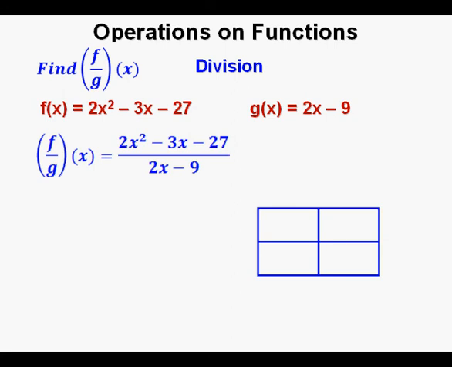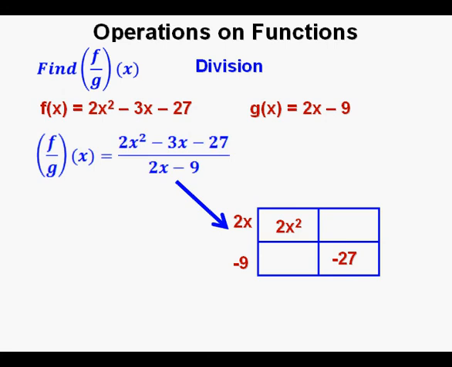We'll set up a 2 by 2 box that forms 4 cells. We place 2x squared in the upper left cell, and we'll place negative 27 in the lower right cell. Then we place what we're trying to divide by, 2x minus 9, at the left of the box. One row has the 2x term in front, and the other lower row has the negative 9 in front of it.